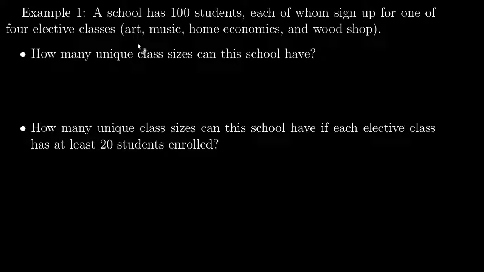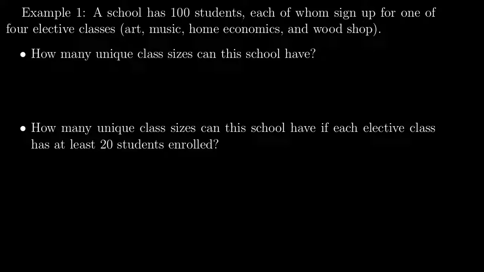Example 1. A school has 100 students, each of whom signs up for one of 4 elective classes: art, music, home ec, or shop. How many unique class sizes can a school have for electives? And how many unique class sizes can a school have if each class has at least 20 students enrolled? Pause the video, take a few minutes to solve.